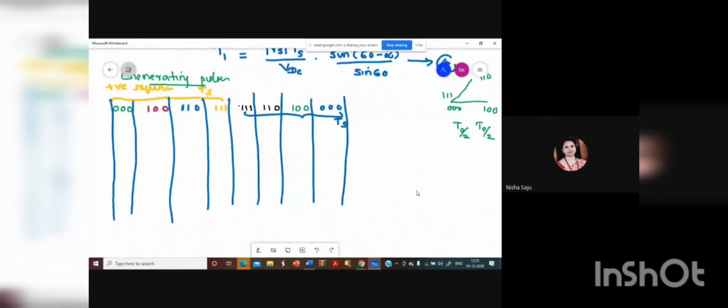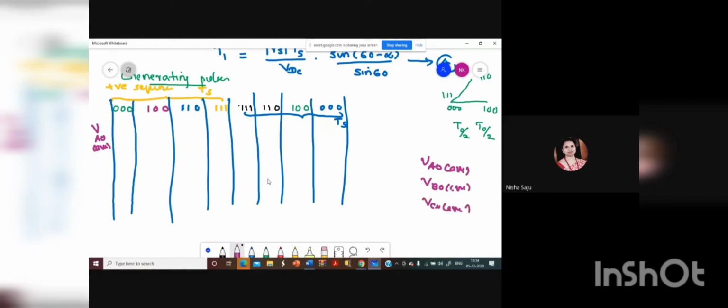Here, you have to take VA0. You need VA0, right? So I am drawing VA0 average. I have to draw VB0 average. Draw VC0 average. This is also most important in space vector modulation, in how you are generating pulses.